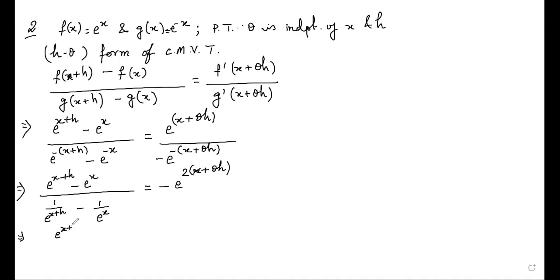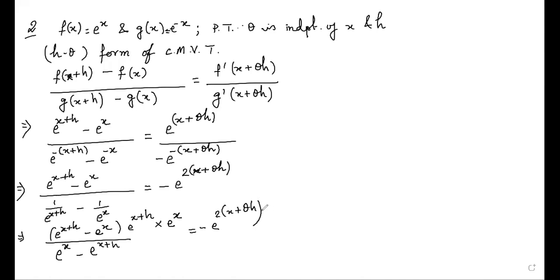Now simplify once more. The numerator is e to the power of x plus h minus e to the power of x. Then, taking the LCM in the denominator, e to the power of x plus h into e to the power of x will come out in the numerator, and the denominator becomes e to the power of x minus e to the power of x plus h. The right hand side remains as it is, minus e to the power of twice x plus theta h.